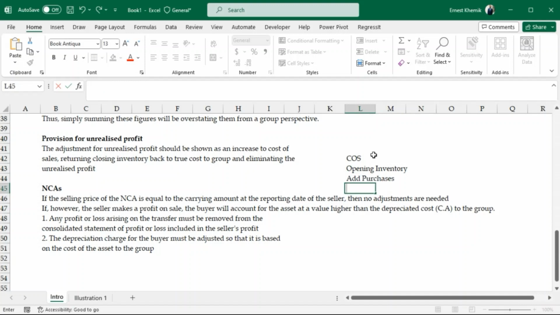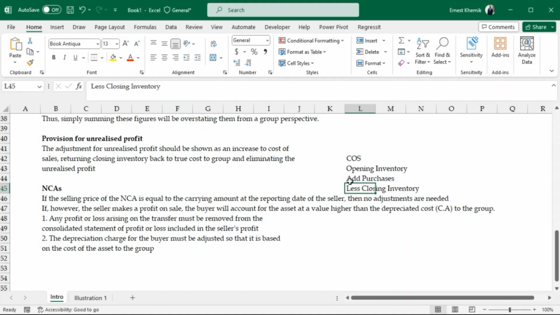And then we are going to less the closing inventory. So this is how we calculate our cost of sales figure. Now this unrealized profit element is included in our closing inventory. If there is an unrealized profit element on our closing inventory, it means the closing inventory has been overstated. So if we less the closing inventory from the cost of sales figure, it means the cost of sales figure has reduced more than necessary.